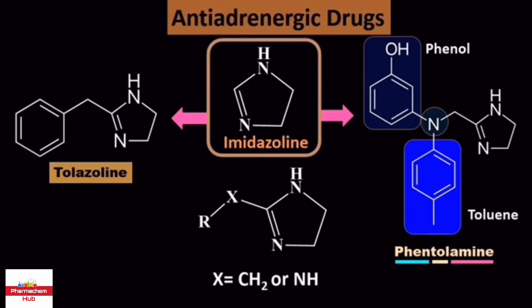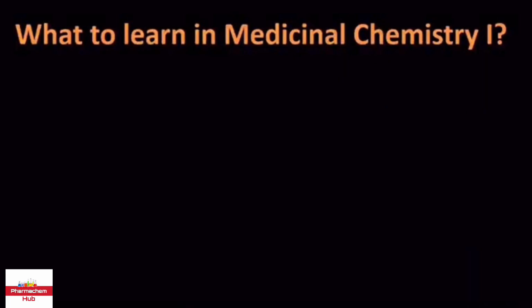So, in the general structure, you have to replace X with CH2 and R with a substituted amine, that is phenol toluene amine. Another important thing you have to remember is the position of phenol and toluene. Phenol is attached to nitrogen at the meta position, while toluene is attached at the para position. In this way, you can remember the structure of phentolamine. It's not possible to cover all the drugs in one video. So, in upcoming videos, I will provide you the hints to remember the drug structures unit by unit.